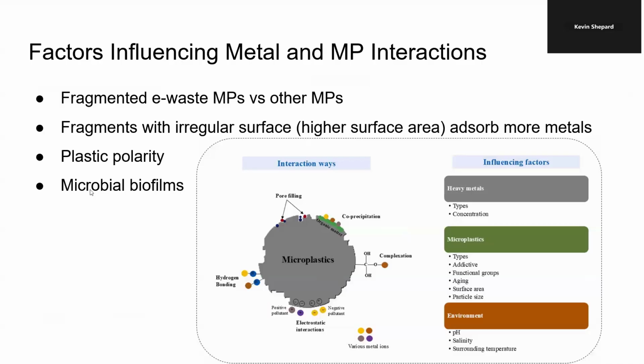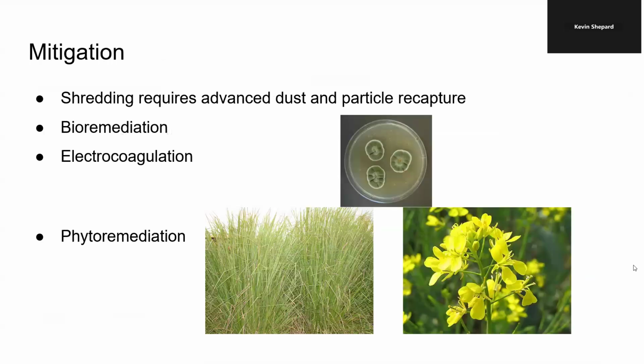Of course, you also have things like microbial biofilms. Since these are in soil, microorganisms can form a biofilm around the plastic, which adds a further layer to why metals adsorb. And then you also have the pH of the soil. Sometimes if your pH is higher, this allows more metals to adsorb onto the surface of the microplastic. You have salinity and surrounding temperature as a few other environmental factors as well.